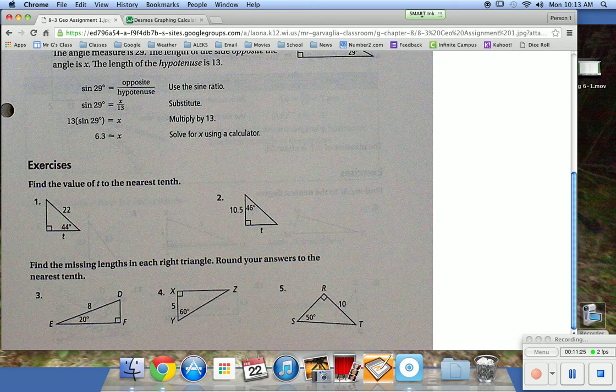Looking at number 1, we've got 44 degrees right here. We know this is the hypotenuse, the long side, so 22 is my hypotenuse. What's this side? Adjacent, it's adjacent to the angle. What uses adjacent and hypotenuse? Cosine. So now we can do the cosine of 44 degrees equals t over 22, and we can figure it out the same way.